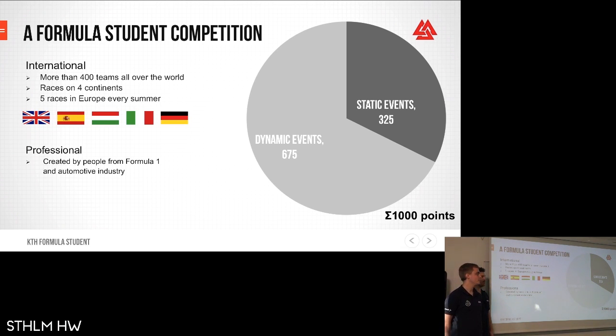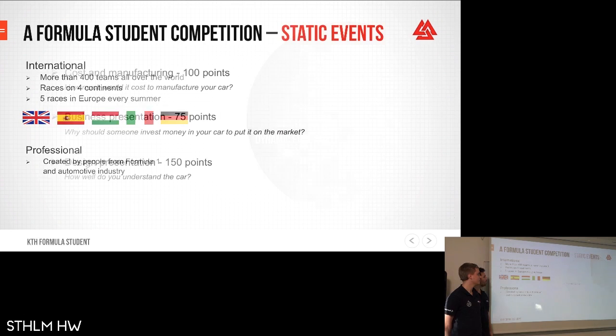And it's not really easy. We have a competition that is composed of dynamic events and static events. So the idea is to design and build a fully functional race car. This is done by teams of students at universities, and the dynamic events are dynamic, meaning that you test the car, you drive it, and then you have the static events that I will move on to now.